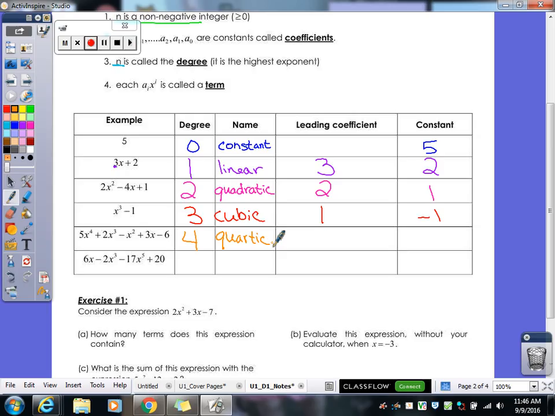Now, is our next one in standard form? No. So we got to put it in standard form first. Which term should come first? Oh, perfect. -17 x to the 5th should come first. Which one should go next? -2x to the 3rd. And then our 6x. And then lastly, our 20. So this is a degree 5. That's our largest exponent. This one is called a quintic.